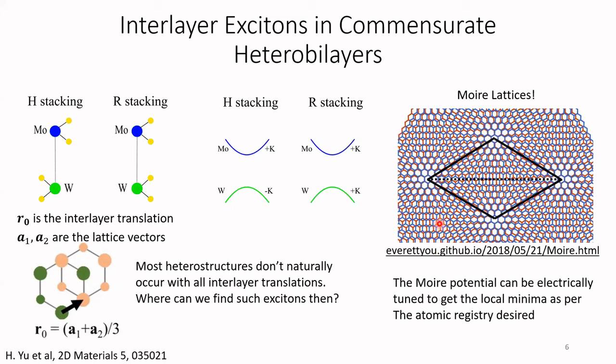The answer is, again, we can find them in Moiré lattices. If you look closely at this Moiré lattice unit cell, along the dotted line shown here, you can see that the atomic layer stacking changes as we move along this line. Over here, in this local region, it seems like the top layer and the bottom layer are stacked completely on top of one another.